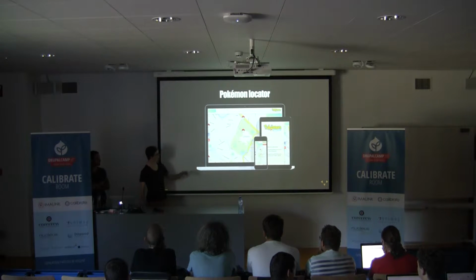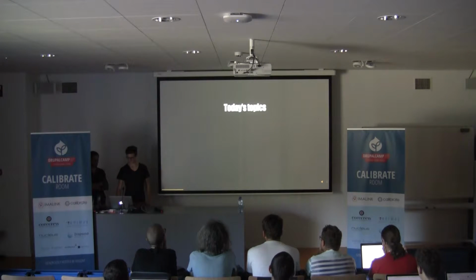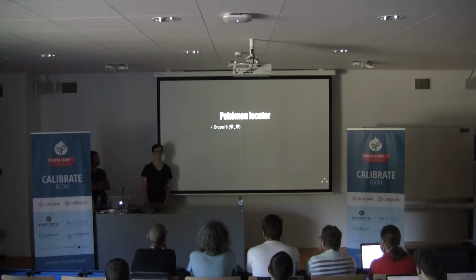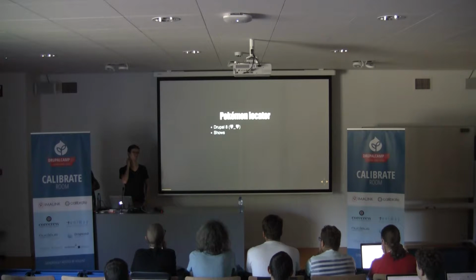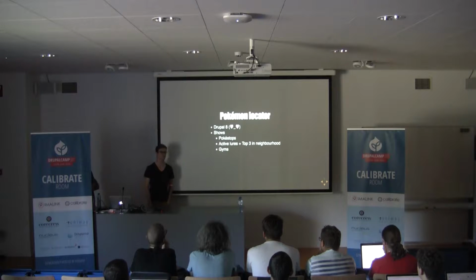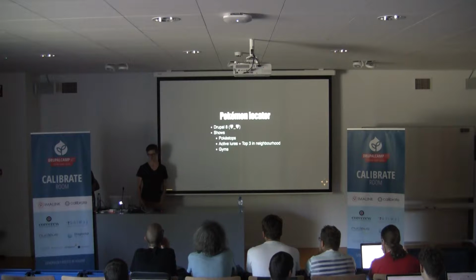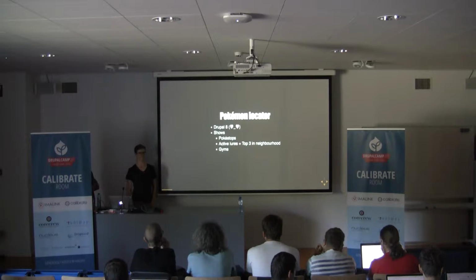So, this is how Pokémon Locator looks when you surf to the website. But what is Pokémon Locator? It's a Drupal 8 based application that shows stuff that lives in the Pokémon world. For example, Pokéstops. A Pokéstop is a place where you travel to, and when you spin a wheel you get some items that are useful in the Pokémon GO app.